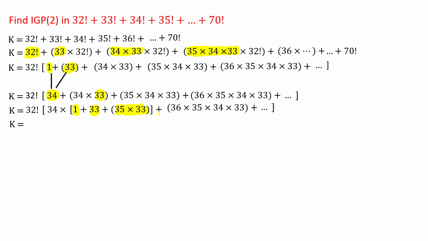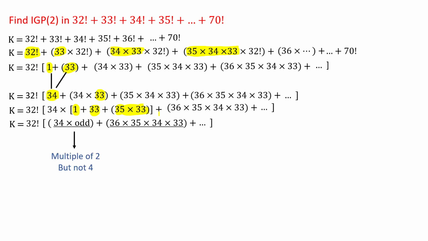Now this bracket we can write as what? Tell me, 34 into an odd number. 1 plus 33 plus 35 into 33 is what? Odd plus odd plus odd is equal to what? Odd. So this is nothing but 34 into odd, plus the next bracket is 36 into something, plus so on. Now 36 into an odd number is going to be a number which is a multiple of 2 but not 4.